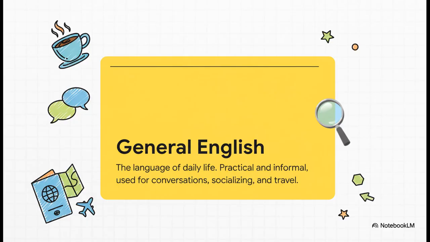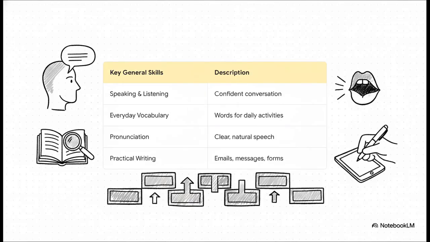Now, let's totally switch gears and look at the other side of the coin, general English. If academic English is the formal language of study, general English is the language that connects all of us in our day-to-day lives. It's what you use to order a coffee, hang out with friends, or find your way around a new city. These skills right here, they're the bedrock of literally all communication. We're talking about being able to speak and listen with confidence, knowing the words for everyday stuff, having clear pronunciation, and, of course, being able to write practical things like emails or texts. This is the English that gets you through the day.